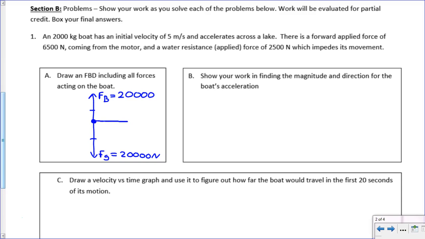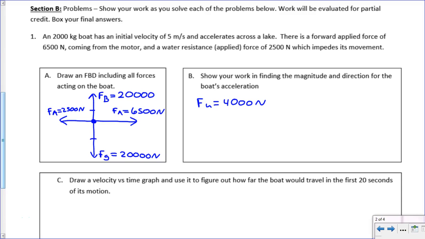The other two forces, we have some sort of applied force pushing the boat forward from the motor. That's Fa, which equals 6,500 newtons. And then there's another resistance force coming from the water, and that is in the negative direction, and it is 2,500 newtons. So Fr equals 2,500. All right, and so that is our FBD. You can see here that it is unbalanced going left and right. It is unbalanced by 4,000 newtons. So Fu equals 4,000 newtons.